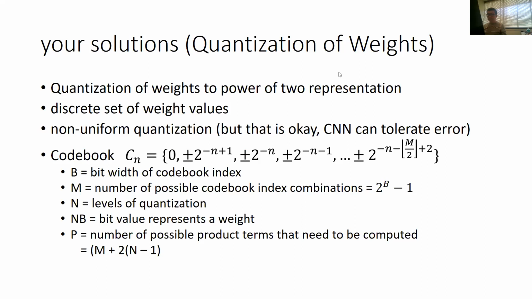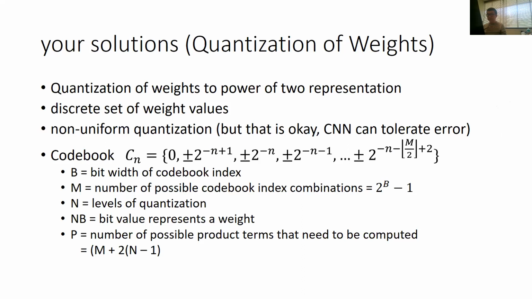So as we've seen in class, we can quantize weights, we can quantize inputs, we can quantize both. For Shift CNN, we're going to focus on quantizing the weights. We're going to do that with a power of 2 representation. So this takes our continuous set of weight values and turns it into a discrete set of weight values. It turns out that the quantization algorithm for Shift CNN is non-uniform, but that's going to be okay because we've seen neural networks are good at handling some error, and the author's accuracy results are a testament to that.